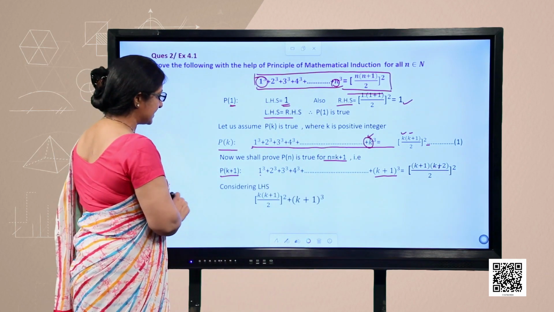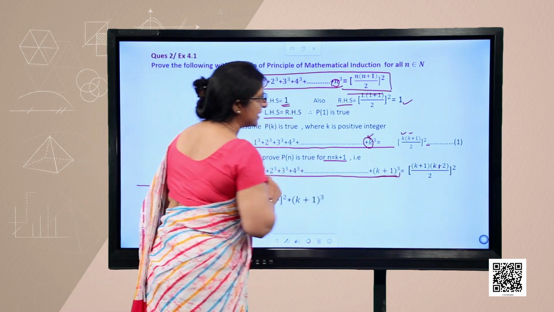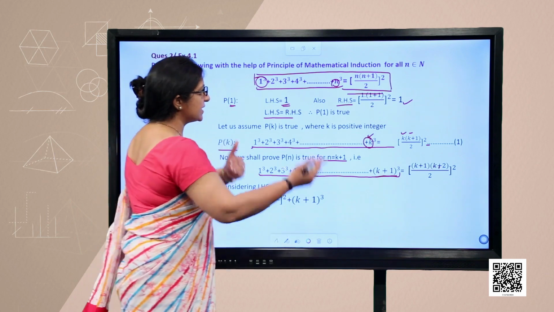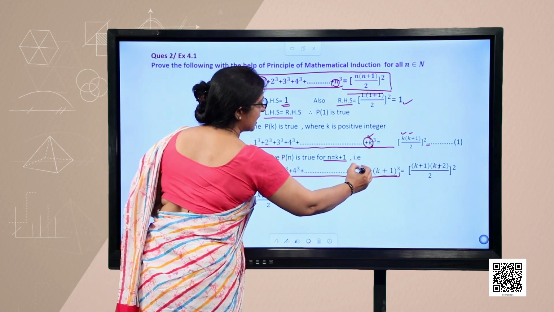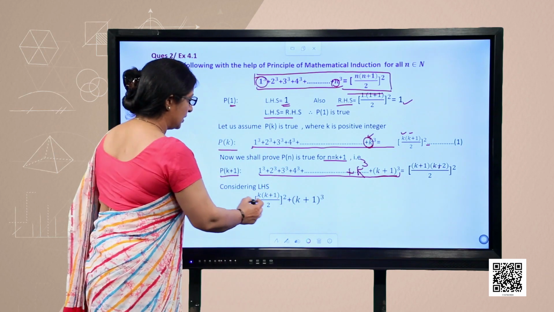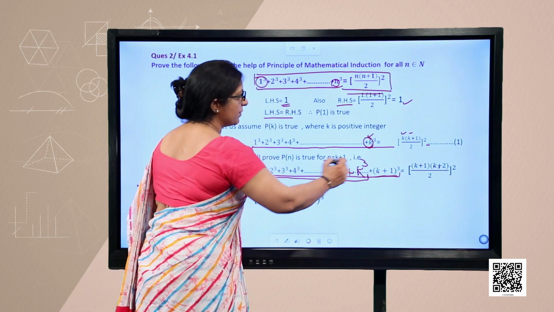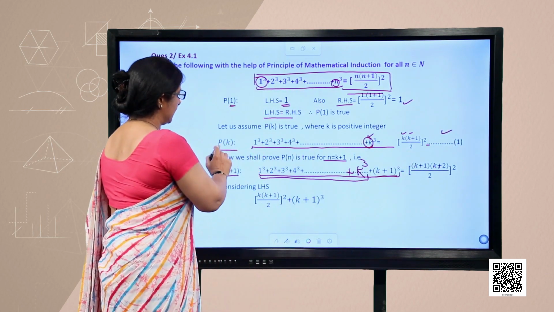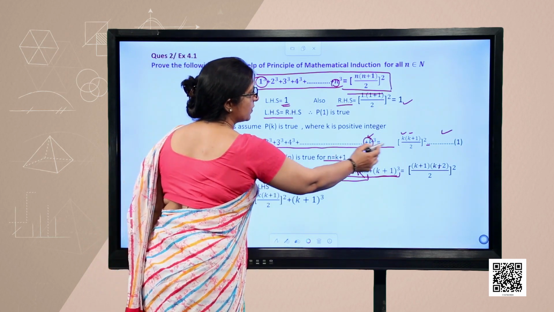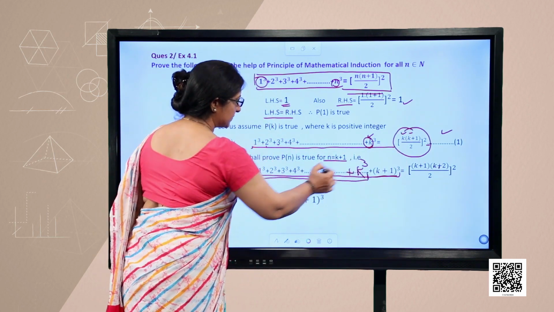Now, in the next step we will consider only the left hand side. You recall, if it is the k plus 1th term, then what is the kth term? Just the previous term. The term previous to the last term is k cube. We will be replacing this much part from equation 1. Because in Pk, 1 cube plus 2 cube plus 3 cube plus 4 cube till k cube is equal to this term. We will substitute this term in place of this part.